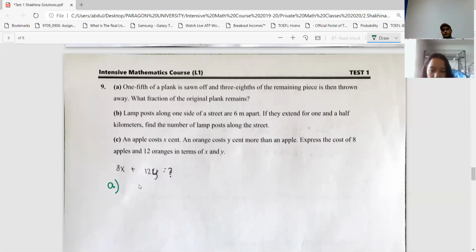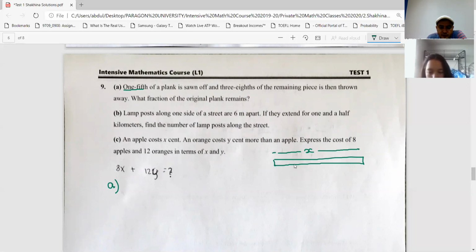1/5 of a plank is sawn off, and 3/8 of the remaining pieces is then thrown away. What fraction of the original plank remains? Okay. To do this one, here we have 1/5 of a plank sawn off, and 3/8 of the remaining piece is then thrown away. What fraction of the original plank remains? This kind of question we need to draw a picture. All right. And let's say the length of this plank is X meters.